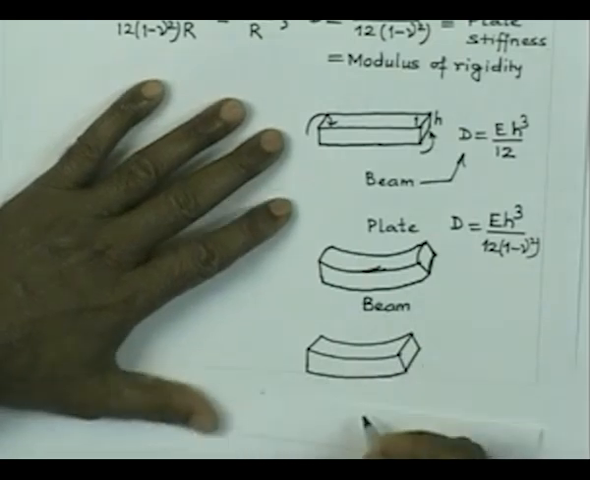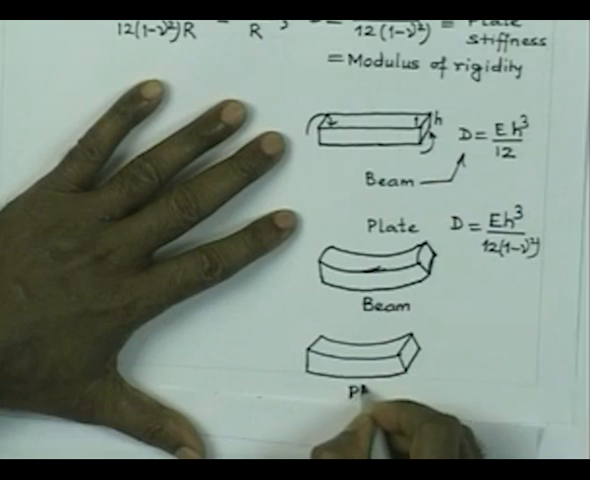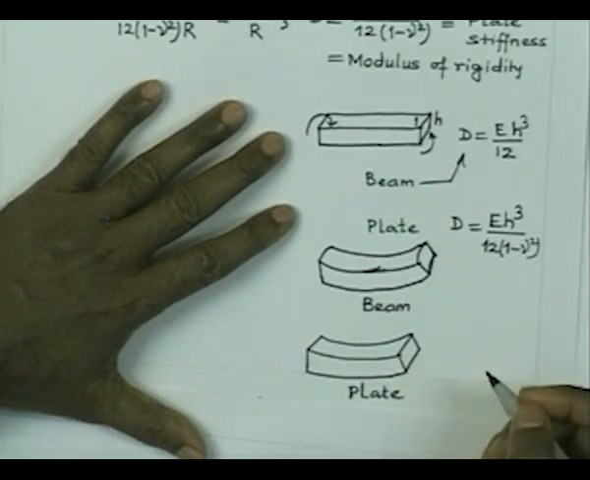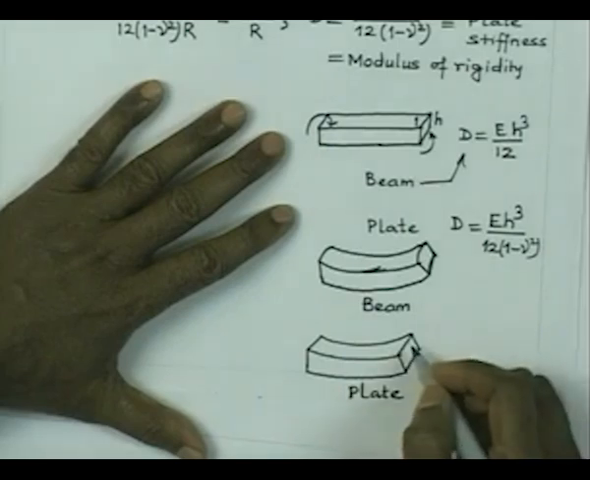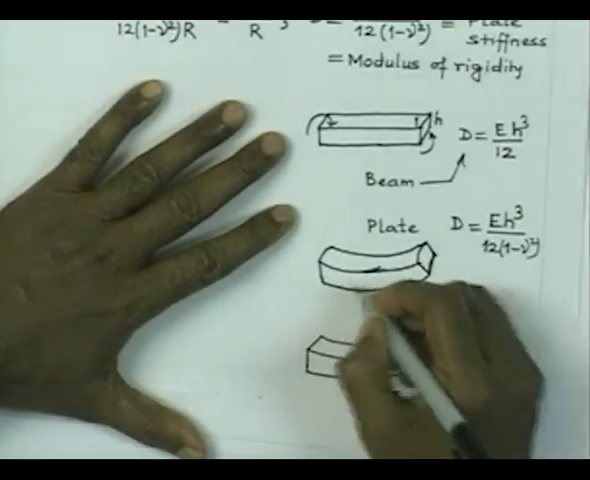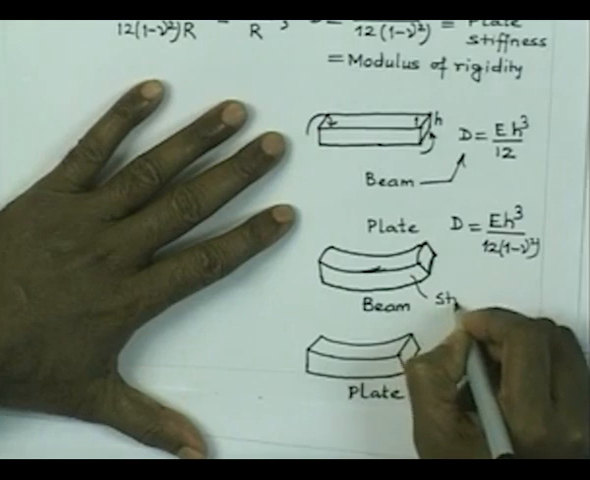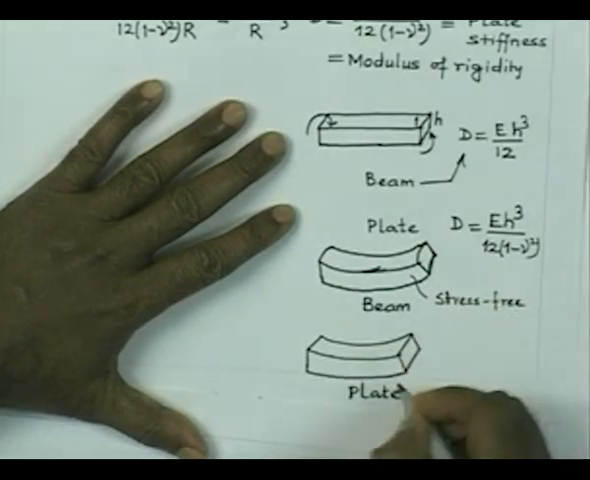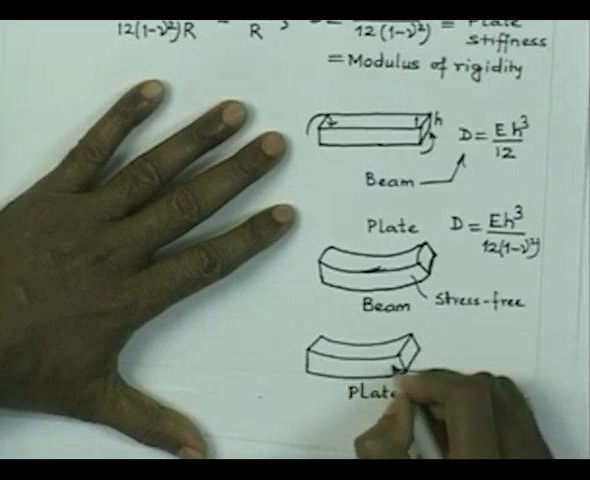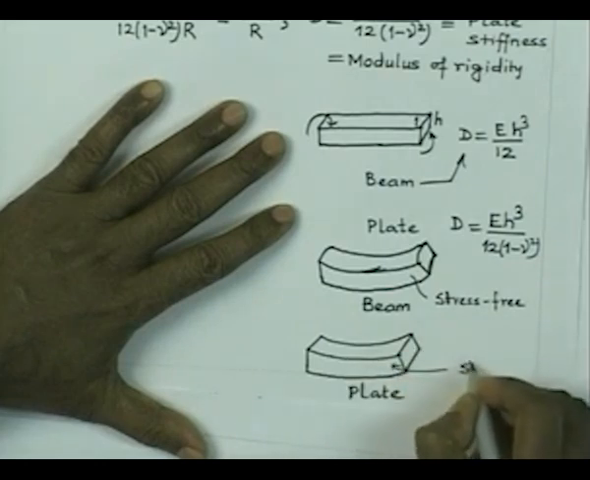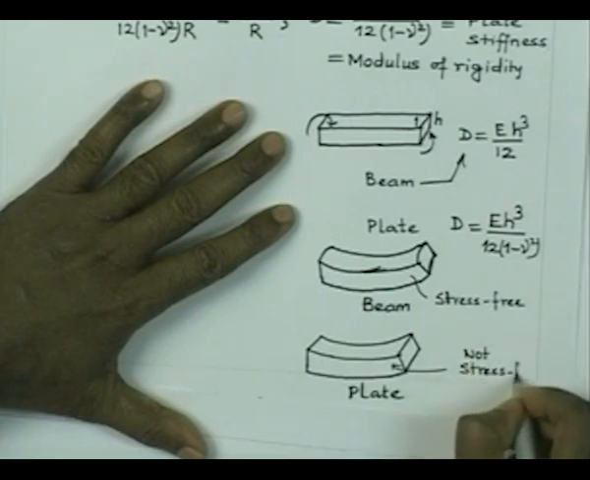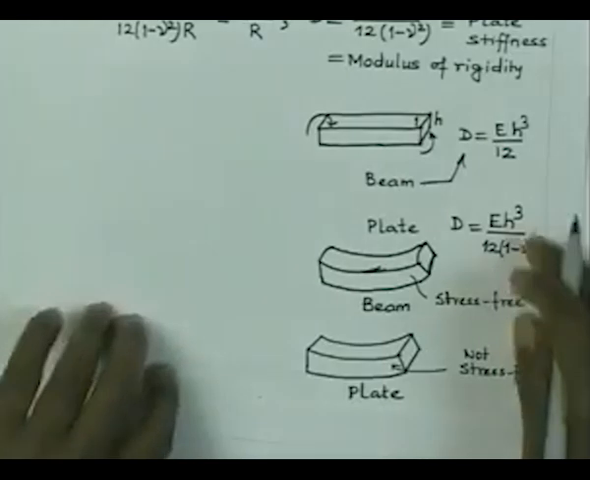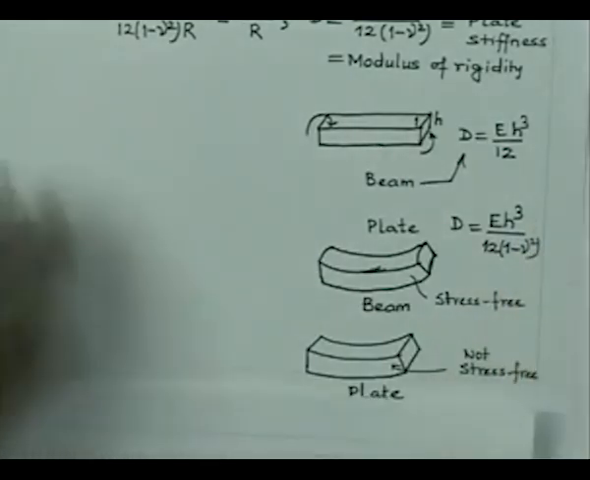This is the case of the plate element, and that anticlastic curvature is prevented, and that is why there is some extra rigidity. In the beam, this face is now stress free, whereas in the case of plates they are not stress free, and this is the reason for getting this extra rigidity.